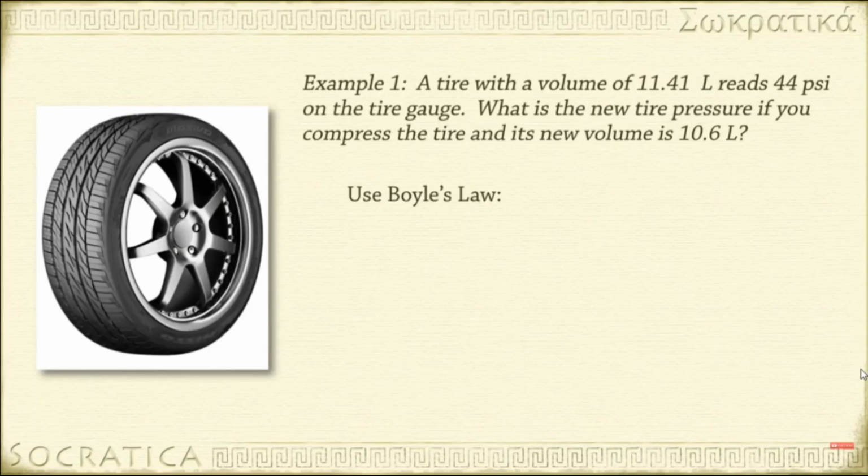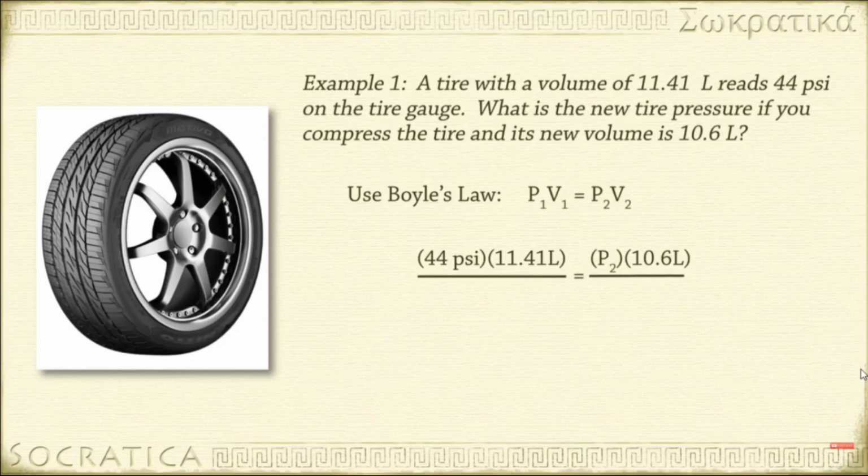This is one of those before and after situations, so we write P1 V1 equals P2 V2. 44 psi times 11.41 liters equals P2 times 10.6 liters. Solve for P2. Divide both sides by 10.6 liters. 44 psi times 11.41 liters divided by 10.6 liters equals P2. P2 equals 47.36 psi. There are two significant figures in the measurement 44 psi, so we round our answer to two sig figs. 47 psi.